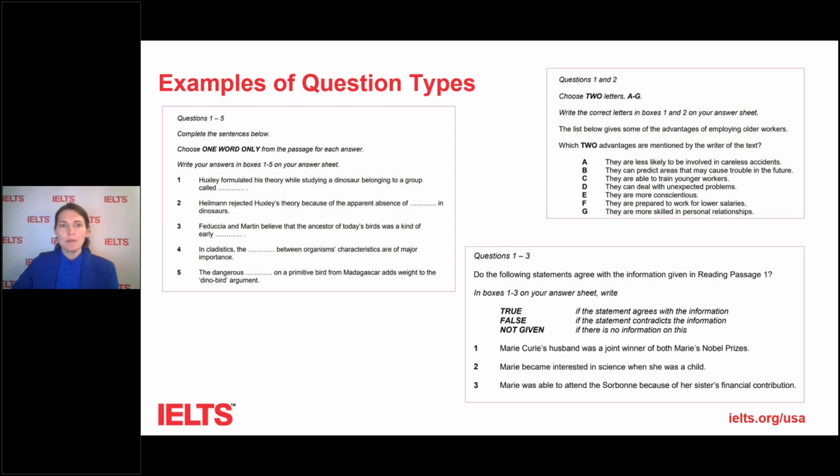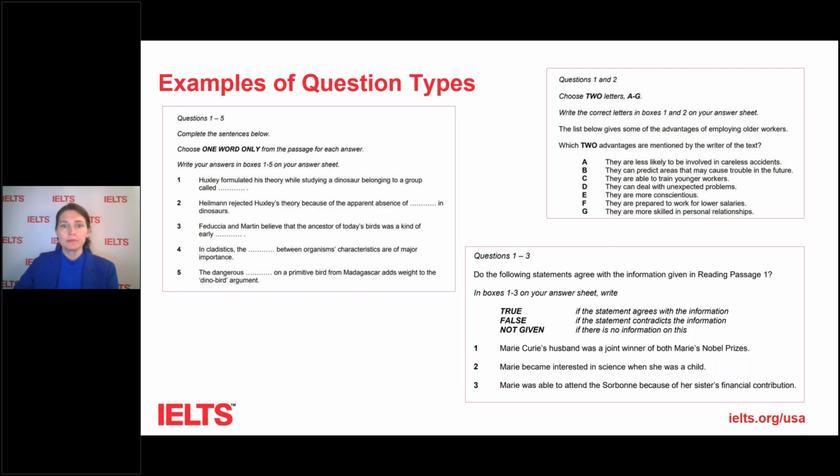Another example of a question type is true, false, not given. And for true, false, not given, you're being asked to identify factual information that's in the passage. So true means that the statement agrees with the information in the passage. False means that the statement contradicts. So it can't be true because it goes against what's in the passage. And then not given means that there's no information that's provided, so you can't determine whether it's true or whether it's false.